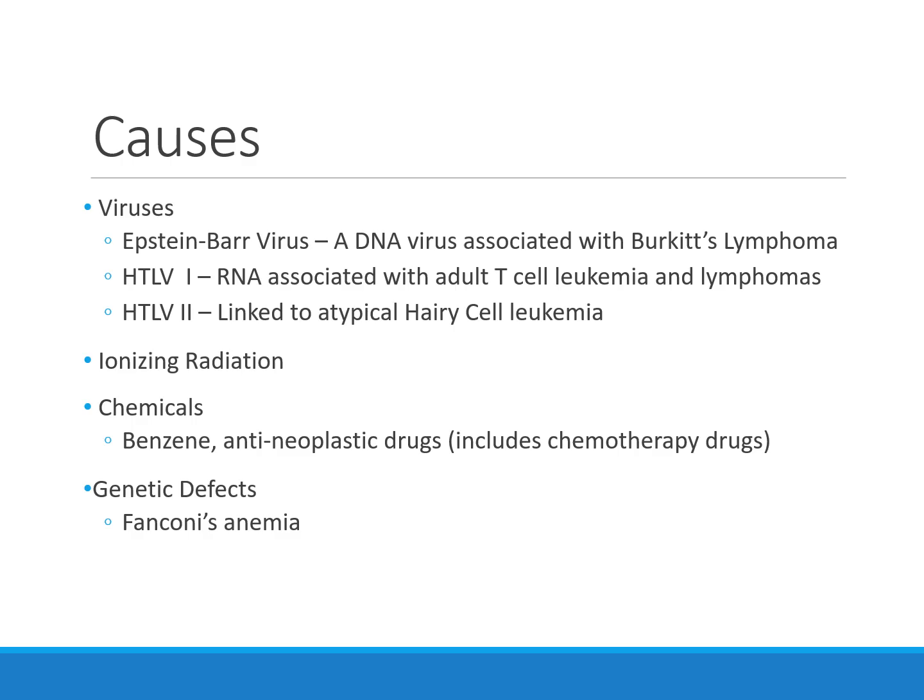Another cause could be environmental causes such as ionizing radiation or chemicals such as benzene, anti-neoplastic drugs, and that actually includes chemotherapy drugs. A lot of patients who receive chemotherapy for a neoplasm of some sort may actually get a different type of cancer down the road due to that chemotherapy exposure. However, most of the time when we have patients who relapse, it's typically the same type of cancer. We may have genetic defects such as Fanconi's anemia, and we'll talk a little bit more about that as we get further in.